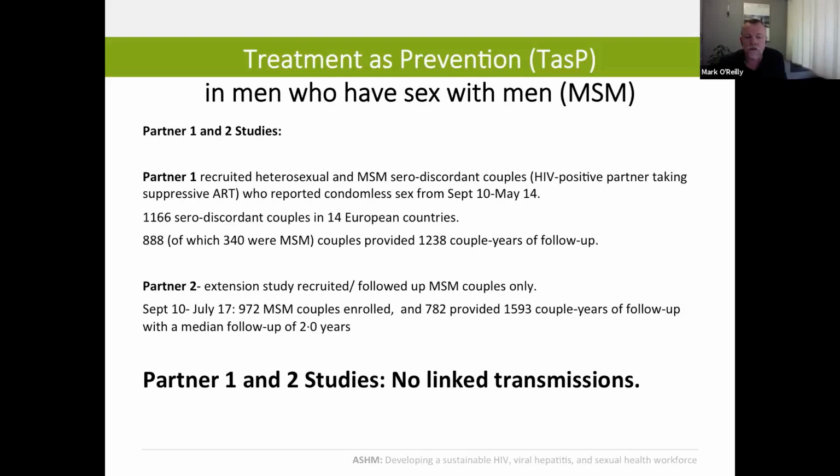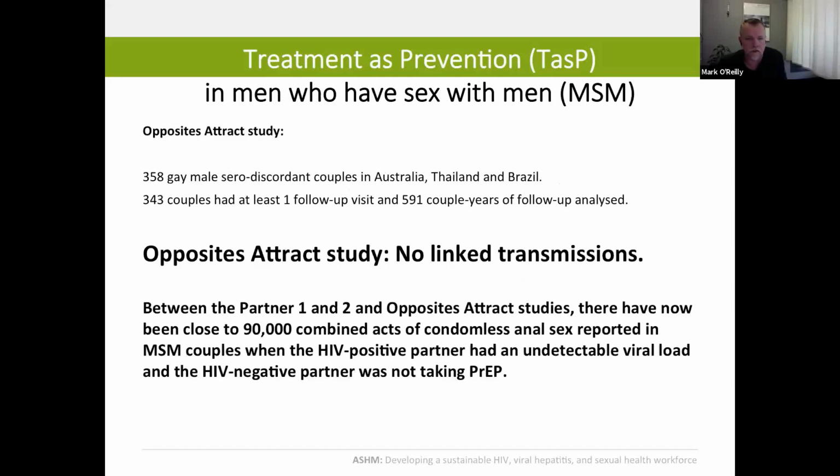So the Partner 2 study was the extension of the Partner study, and this recruited and followed up the MSM couples only. From September 2010 to July of 2017, 972 same-sex male couples were enrolled and 782 provided 1,593 couple years of follow-up. And in the Partner 1 and the Partner 2 studies, there were no linked transmissions, just as there were not in the HPTN 052 study in the context of undetectable viral load.